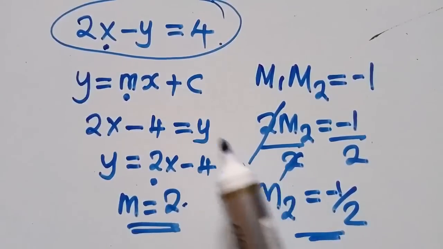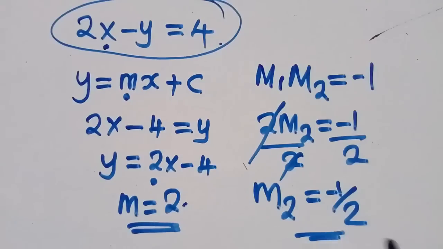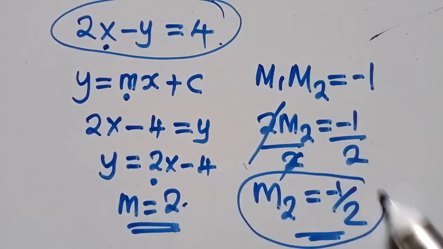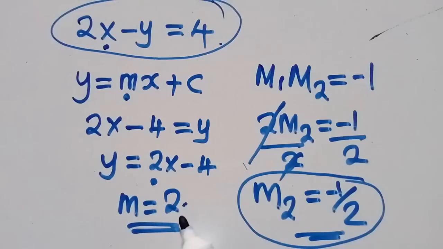So for any line that is perpendicular to that, this is how you need to work it out. This is the gradient that you have, and this is the gradient that is perpendicular to that one. But this one is not perpendicular, this is the normal gradient. But this gradient is the gradient that is perpendicular to that. These are procedures that you need to follow and understand.